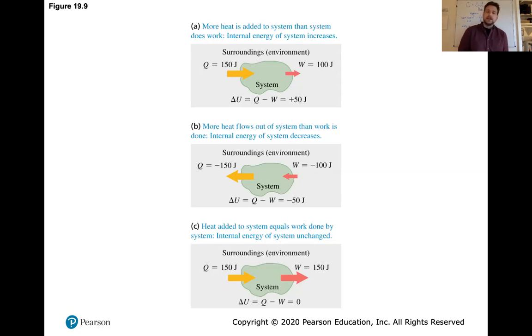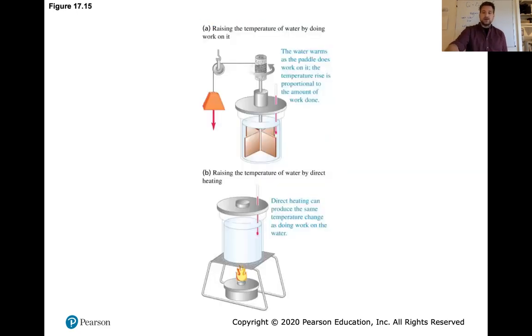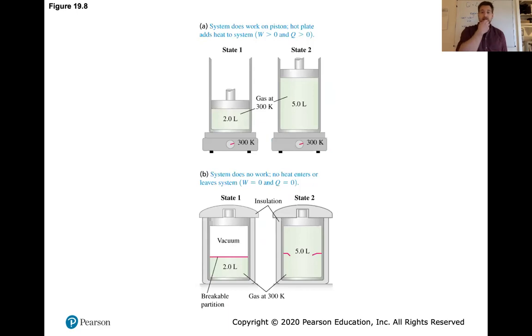If the heat transferred in and work done by the system are equal, then the internal energy cannot have changed. And figure C here is an example of figure A here. It's heat transfer in, work done by the system, temperature change 0.